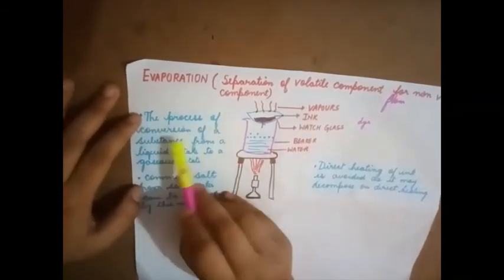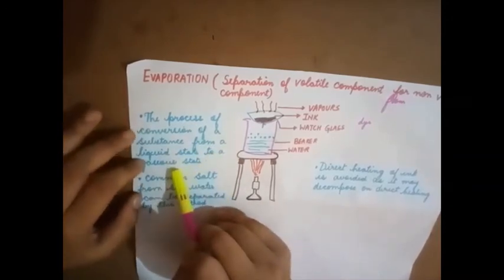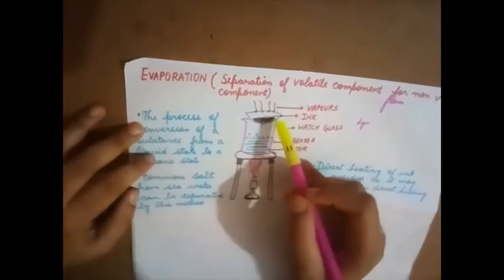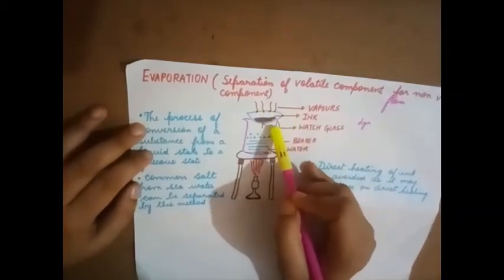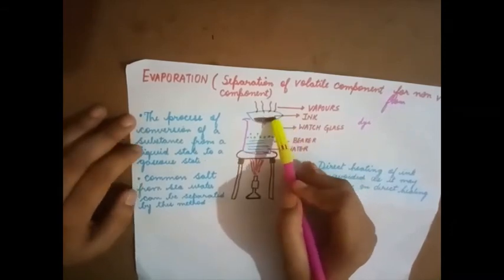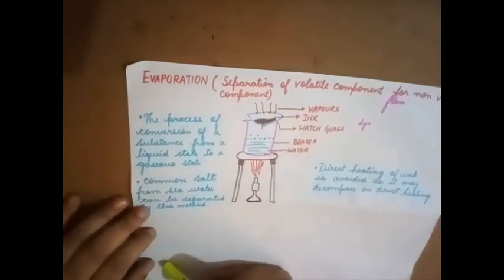The process of conversion of a substance from a liquid state to a gaseous state is known as evaporation. Here in this ink, the solvent was water. The water got converted from liquid to the gaseous state and the dye was left behind.